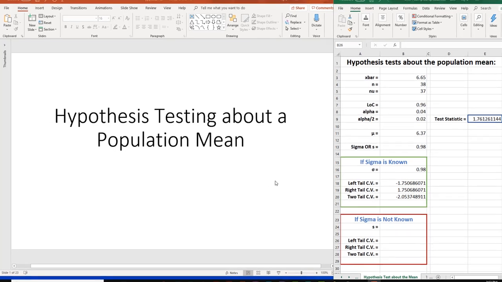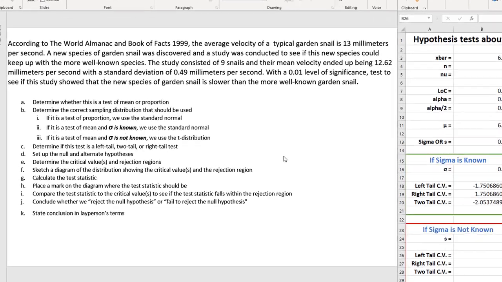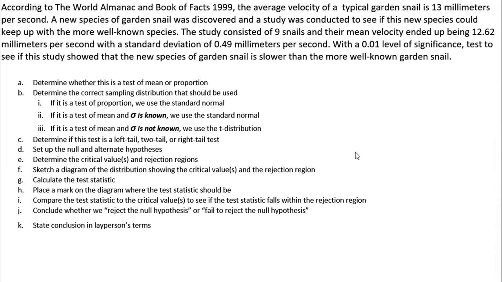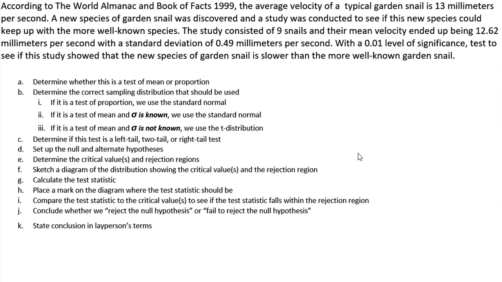According to the World Almanac and Book of Facts 1999, the average velocity of a typical garden snail is 13 millimeters per second. A new species of garden snail was discovered, and a study was conducted to see if this new species could keep up with the more well-known species.